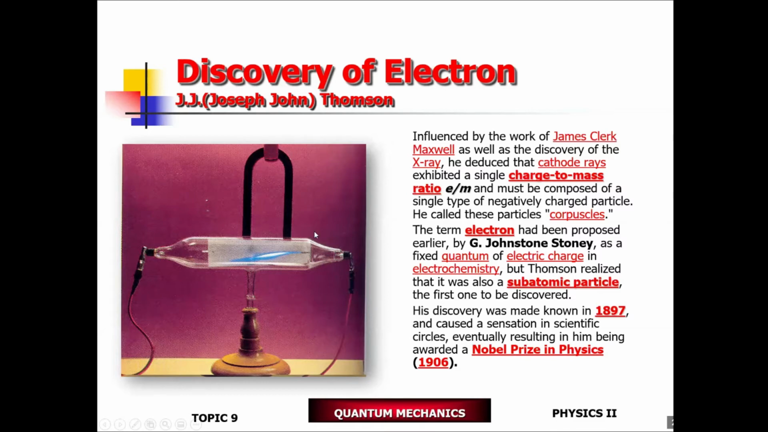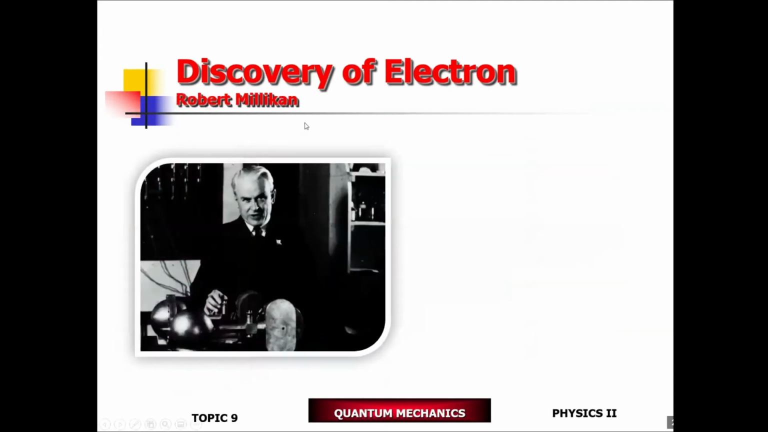What you guys are looking at is known as a cathode ray tube that later became the TVs up until 20 years ago. And this is known as an electron beam. So 1906, Joseph John Thomson, J.J. Thomson, discovers the electron. It's a negative charge.